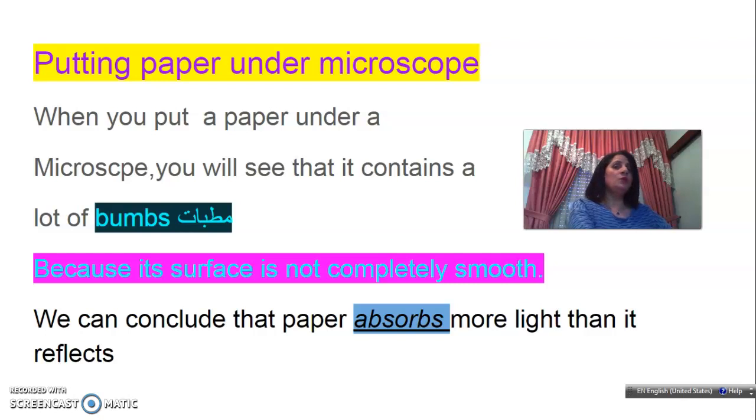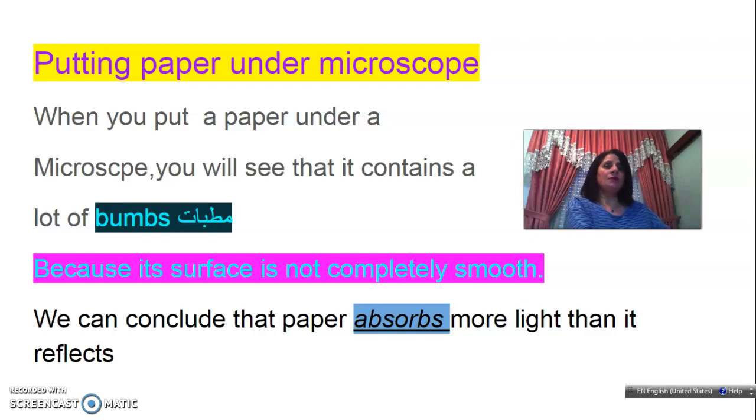So we can conclude that paper absorbs more light than it reflects. Like the wood which we talked about before, it absorbs light. When it absorbs light, it will not reflect it.